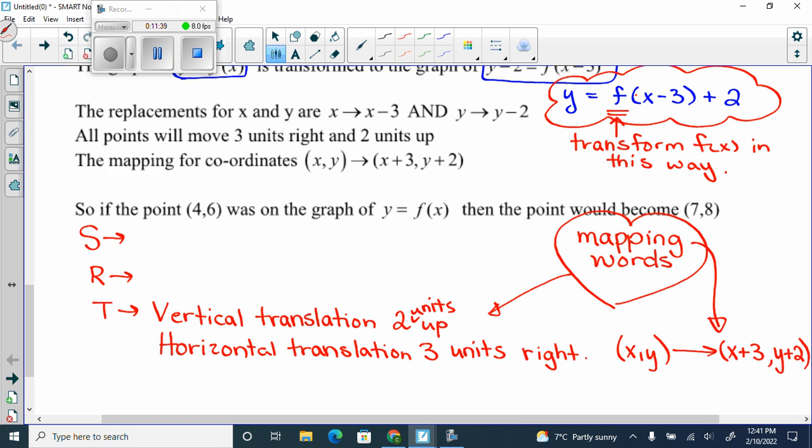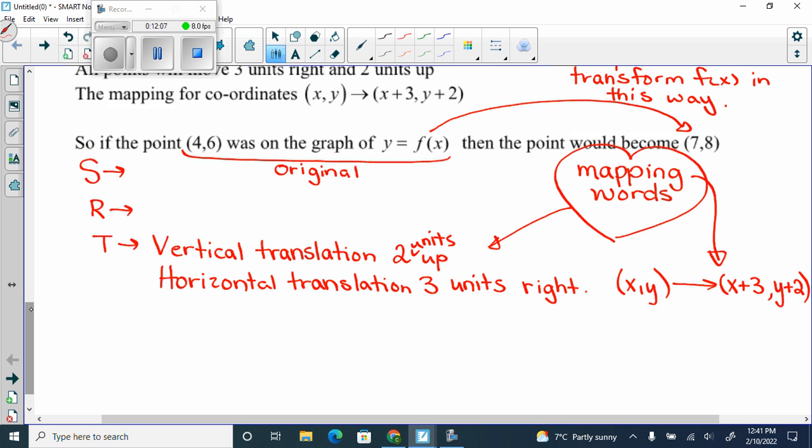So now we're going to say, if the point 4, 6 was on the graph of y equals f of x, so this is on the original graph, then the point becomes 7, 8. How can we prove that? What can we use to prove that that actually works, that that actually happened? Because you used mapping. So let's prove it that way. How we can prove that works is we write our mapping. x, y becomes x plus 3, y plus 2.